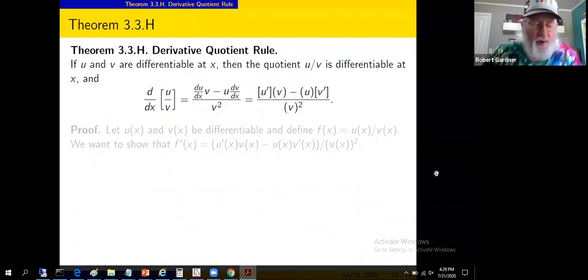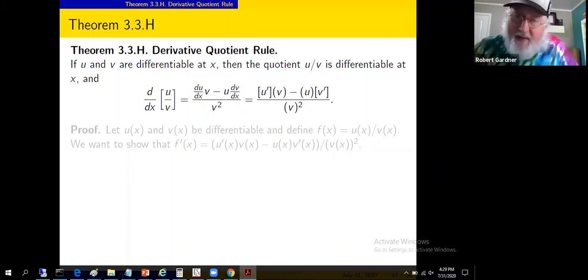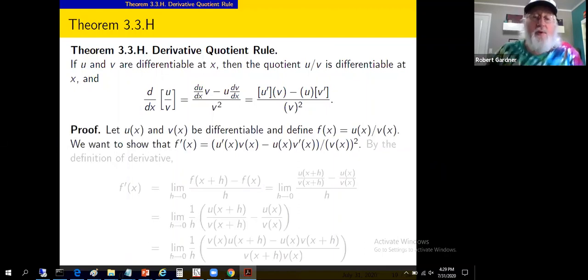Just like with the proof of the product rule, it'll involve a little trick and some factoring and evaluation of limits. Okay, so suppose u and v, or u of x and v of x, are differentiable. Define f of x to be the quotient of those, u of x divided by v of x. We want to show f prime of x then is this thing here. That's the claim. I just put the x's in it and wrote it along a single line in the way it's typeset.